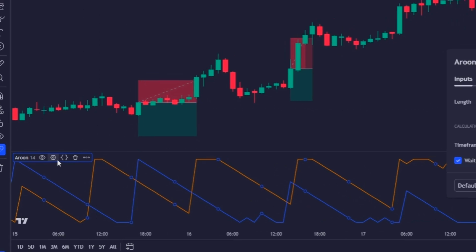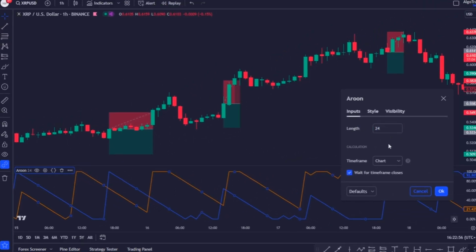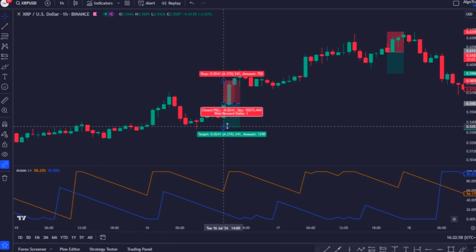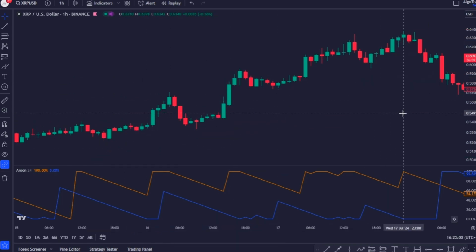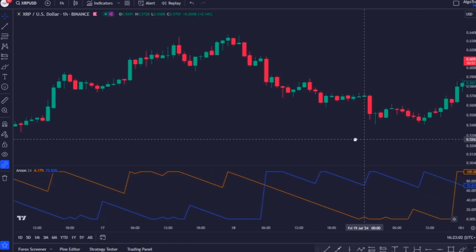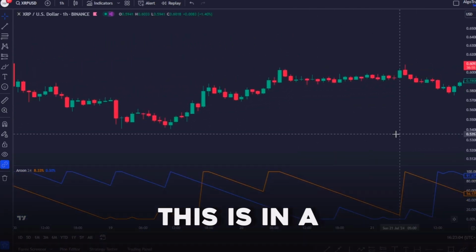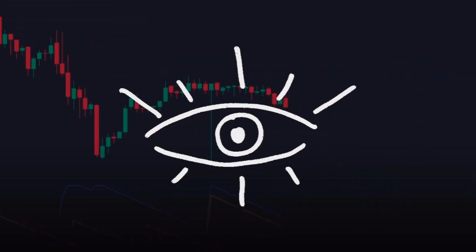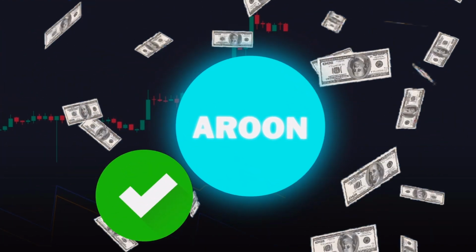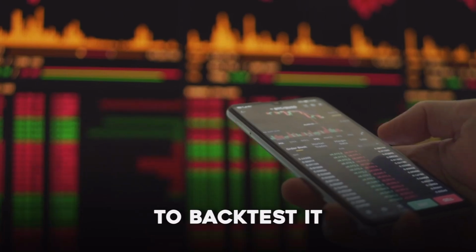one here, I prefer to increase the length to 24. As you can see, in this way we can clear some fake signals and make the indicator more accurate. But of course, this is in a theoretical way. To discover if the Aroon indicator is really profitable or not, we'll need to backtest it.